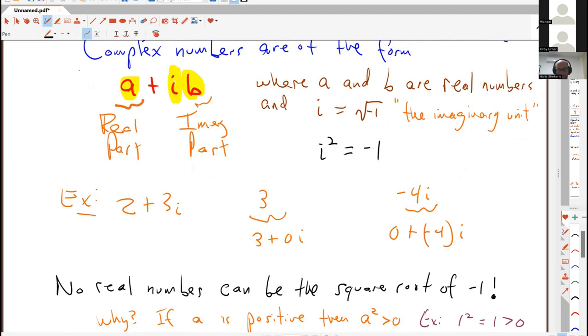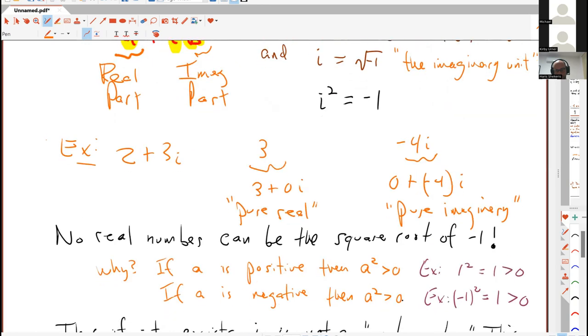Whenever we have a real number sitting by itself, we call that a pure real number, because it doesn't have an imaginary part. And if it has an imaginary part just sitting by itself without the real part, without the A there, we call that pure imaginary. I wince when I say the word imaginary because I think it's terrible terminology. We'll talk about that at the end. It's really caused a lot of cognitive dissonance throughout the ages. It's terrible terminology, but we'll try to correct it toward the end.